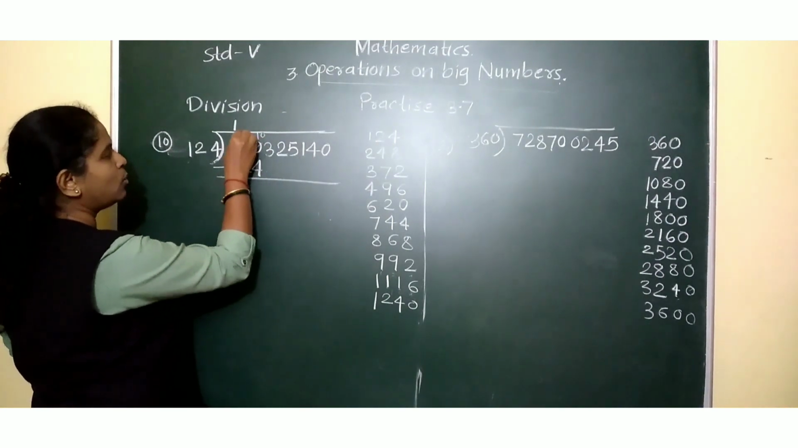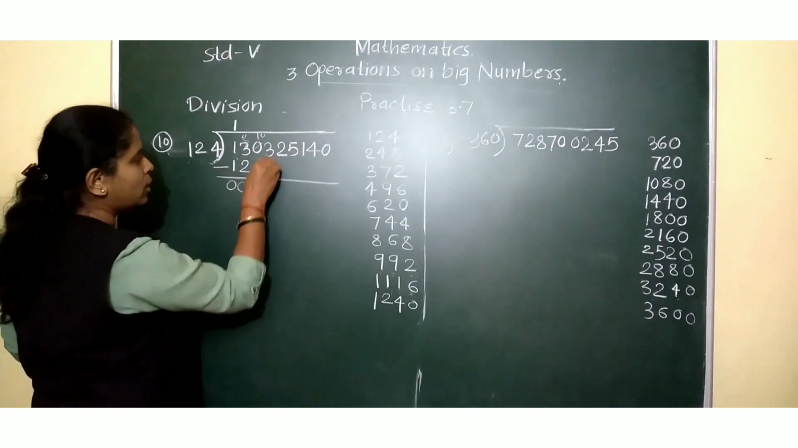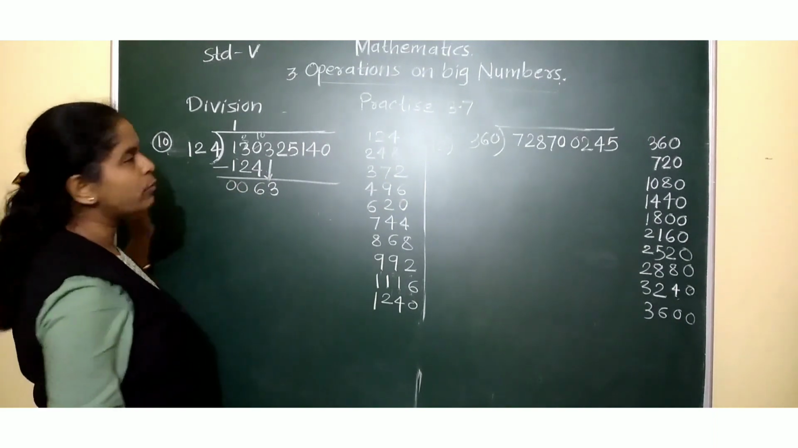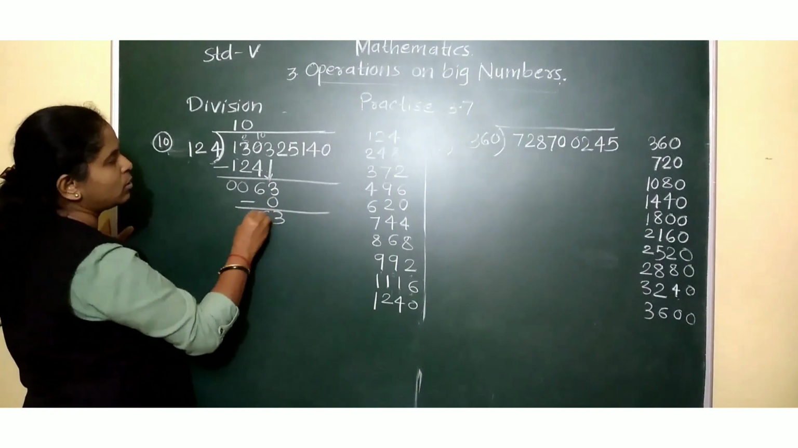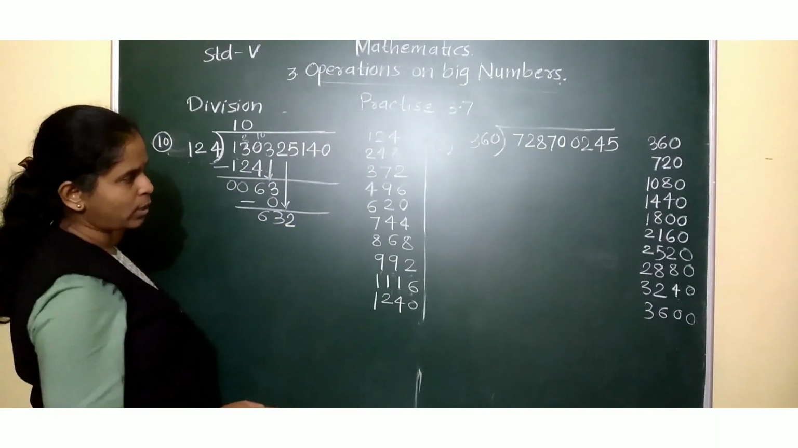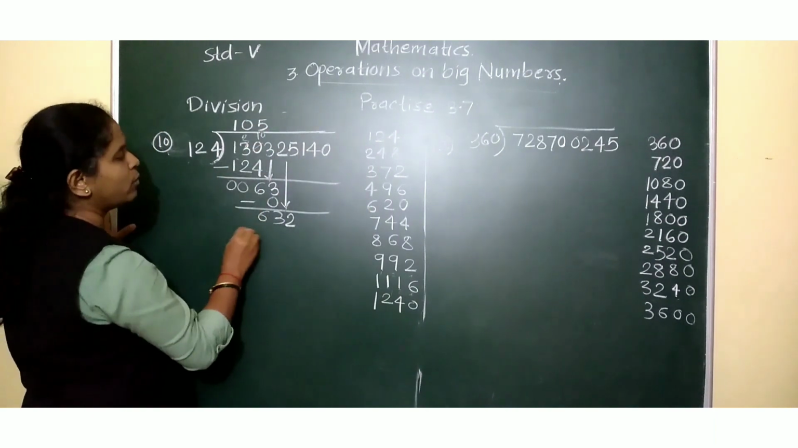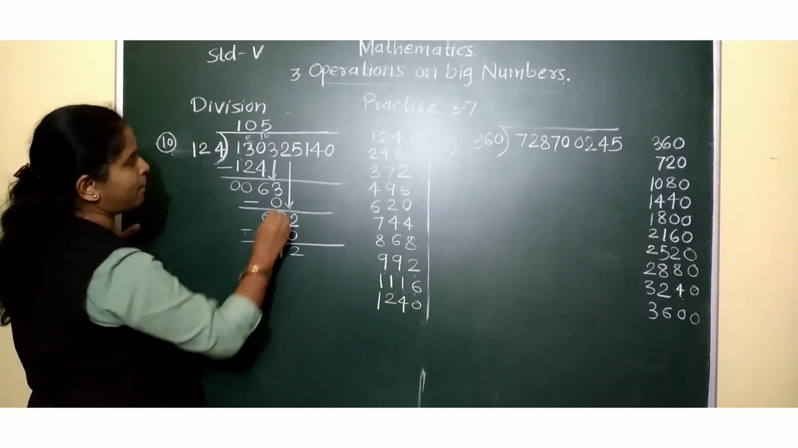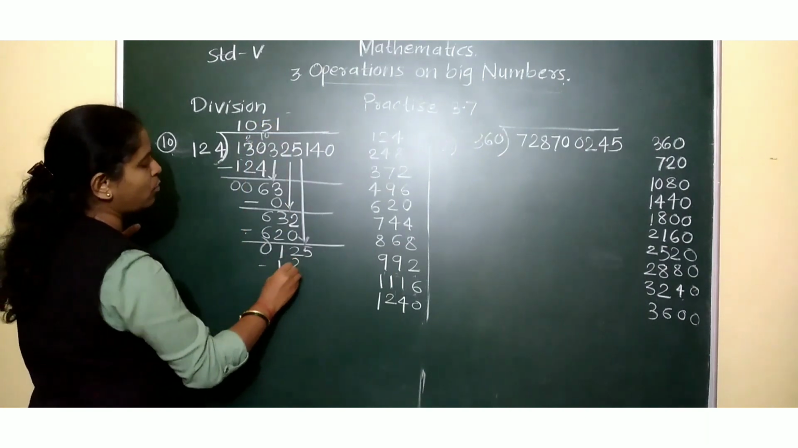Here 10, here 2. 10 minus 4, 6. 2 minus 2, 0, 0. Take 3 down. Can we subtract 63? Smaller than 124. So 0s are 0. Now take 2 down. Which number is close to this? 620. And 620 is there at which place? 5th place. So 124 5s are 620. Now take 5 down. Again 124 1s are 124.